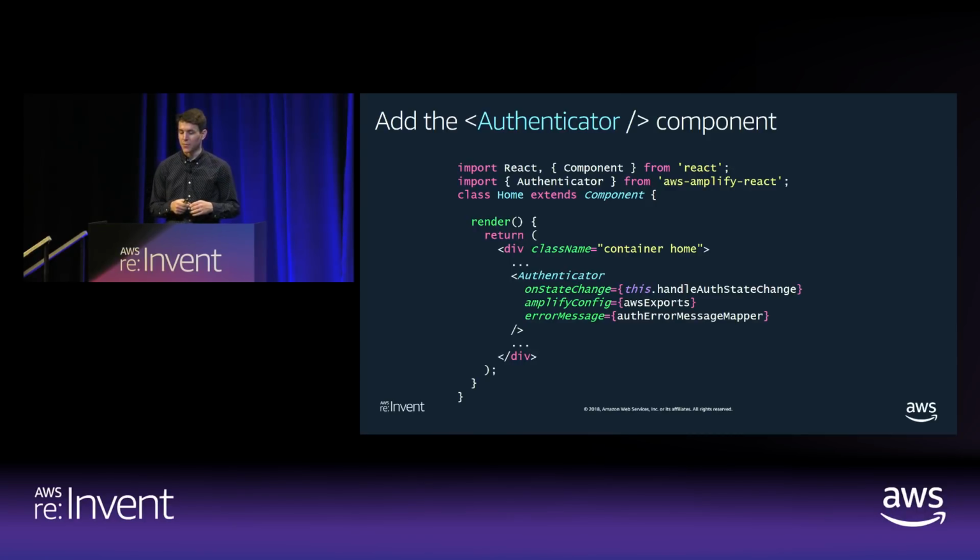You can see that it's got an Amplify config. That's the same aws-exports. You can even do custom error messaging. So this is just a function that when a specific error is thrown, if you want to provide special branding around those error messages, you can basically intercept those error messages and then show what you want. And there's more here as well. You can do custom styling. And there's a lot more docs on the AWS Amplify documentation site.